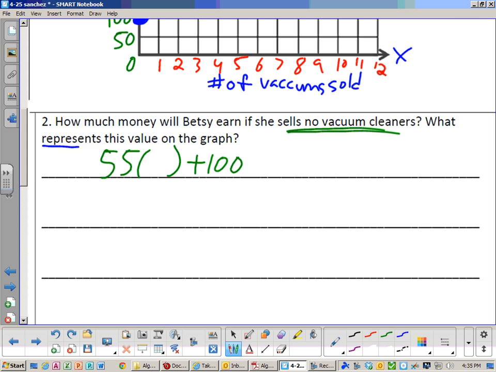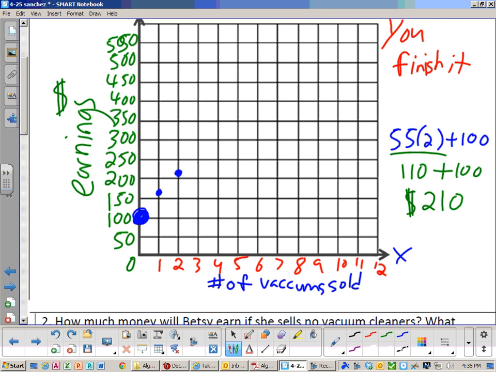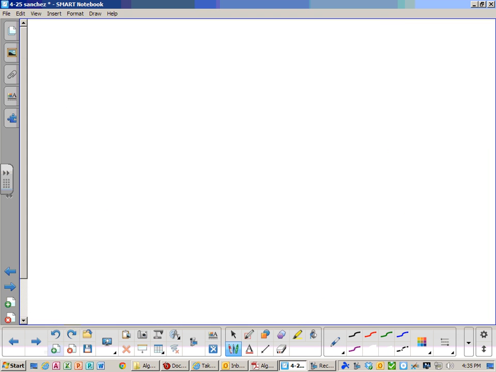What is that value on the graph? Basically, where would that be on the graph? It's going to be somewhere here on your graph. I want you to find it. We don't know where, but I want you to tell me where in the graph that number would be. See if you can figure out where that number would be.